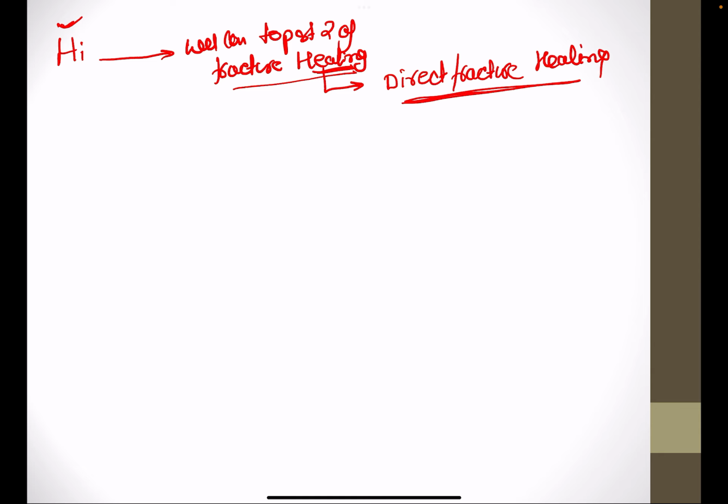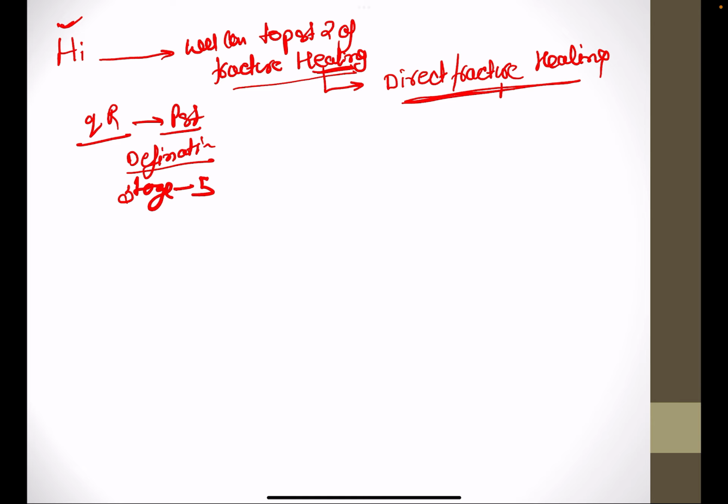Before talking about direct fracture healing, let's take a quick recap of what we discussed in part 1. Part 1 started with the definition of the fracture. The definition of fracture was the breach in the structural continuity of the bone with degree of damage or injury to the surrounding soft tissue. Then we talked about the stages.